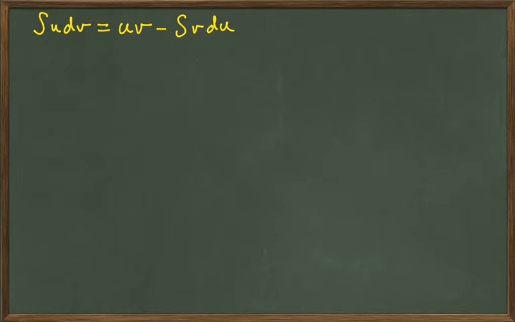All right, in this video we're going to look at a couple more examples of integration by parts. So if you have the integral of u dv, that is equal to uv minus the integral of v du. And so I think we're on our third example here. We're going to look at integrating 5x squared divided by e to the 2x dx.